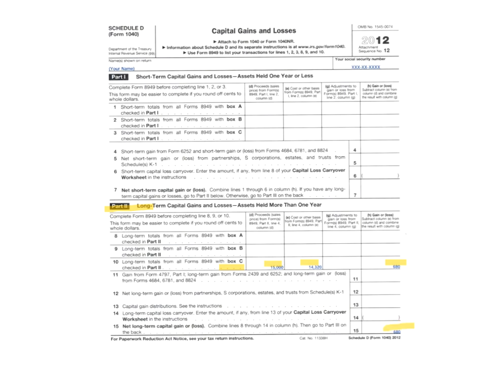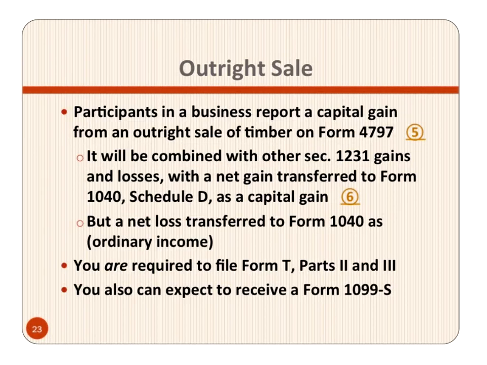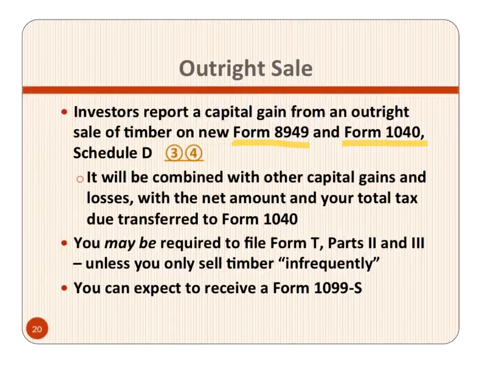Okay, so we're still talking about investors. On these two forms, your income is going to be combined with other capital gains and losses, and a net amount and your total tax due transferred to Form 1040. Unless you only sell timber infrequently, you may be required to file Form T Parts 2 and 3, and you can expect to receive a Form 1099-S.